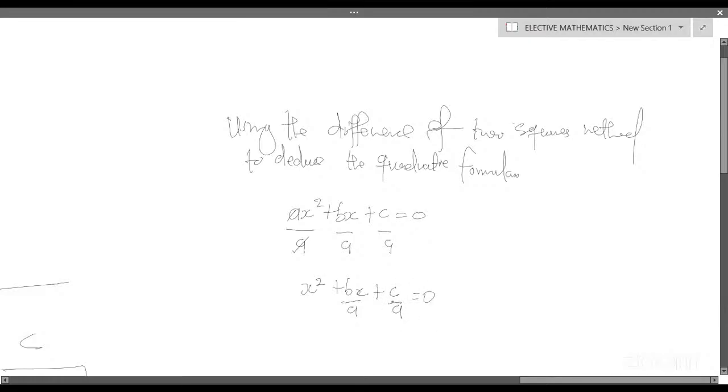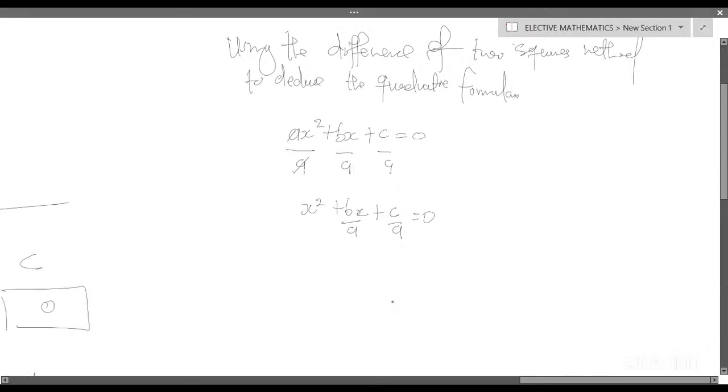Good. I hope you are all following. Now, if we want to make x the subject, you know what we do? This one does not have the x, so we move it to the other side, right? Because of the equal sign. So now we'll have what? x squared plus bx over a equals minus c over a. You get the point.